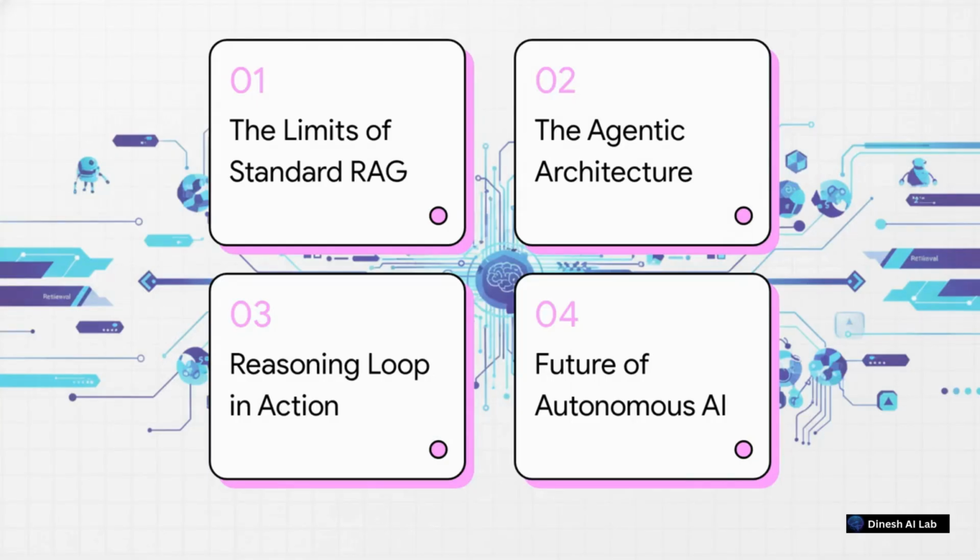In this explainer, we're going to start by looking at the limits of the current solution, which is standard RAG. Then, we'll take apart the new agentic architecture piece by piece. We'll watch its reasoning loop in action with a real example. And finally, we'll look ahead to the future that this new kind of autonomous AI is starting to build.